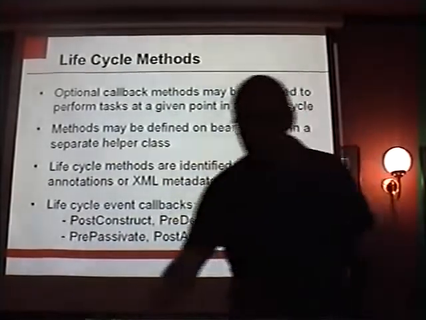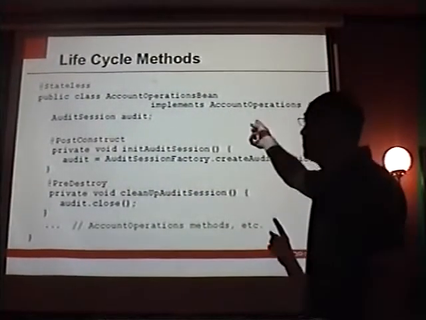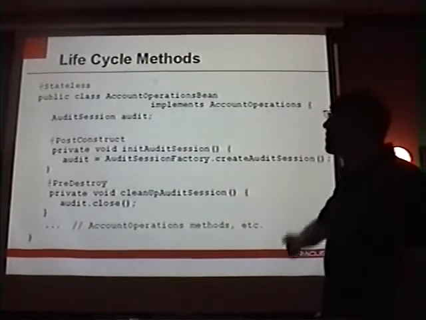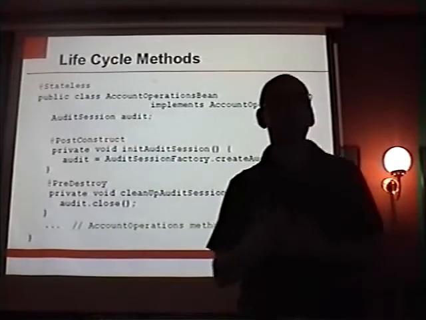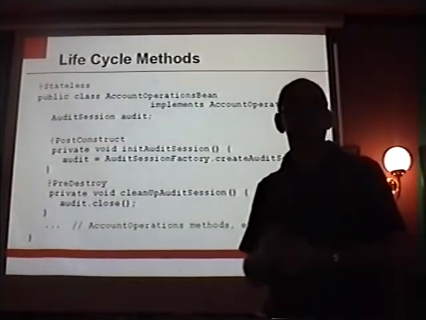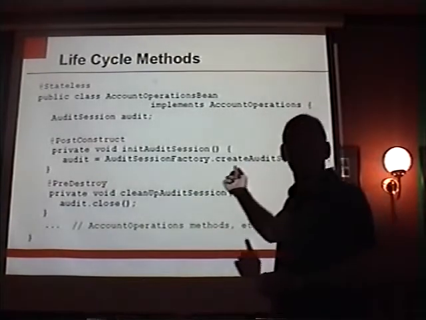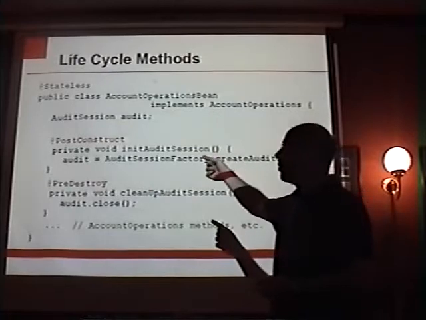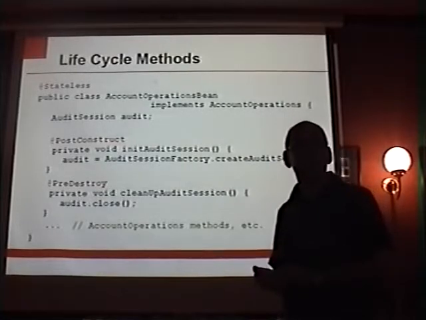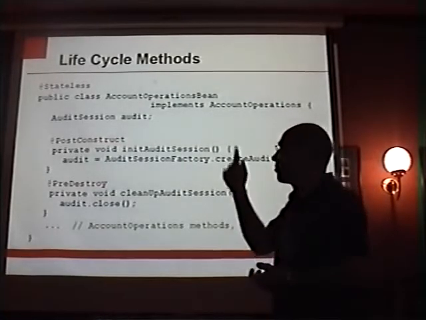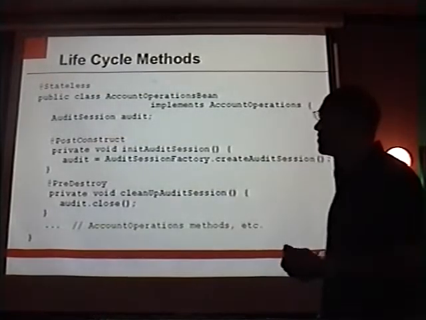Let's see an example of using lifecycle methods. We have our stateless session bean. Now we're going to have an audit on here. This is our own property, our own resource. So we're going to initialize it when the session bean gets created, and we initialize it with a post-construct. So we create a method, and it's just a method. We're naming it init audit session, and we're annotating it with post-construct. By annotating this with post-construct, the container will see that and say, okay, I better call that when this bean gets constructed.